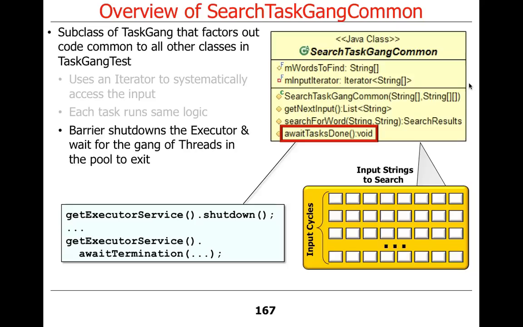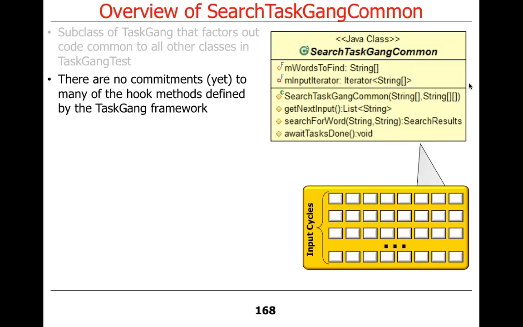Here's the barrier that shuts down the executor and waits for everything to exit. This is a good example of using the shutdown and await termination methods on an executor in order to wait for it to finish all of its processing.